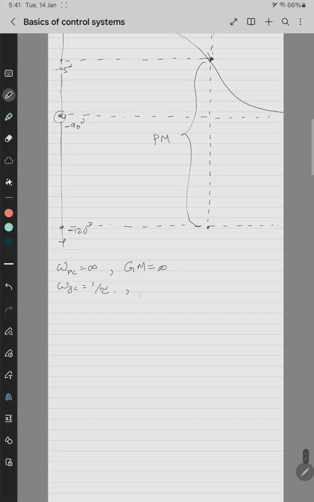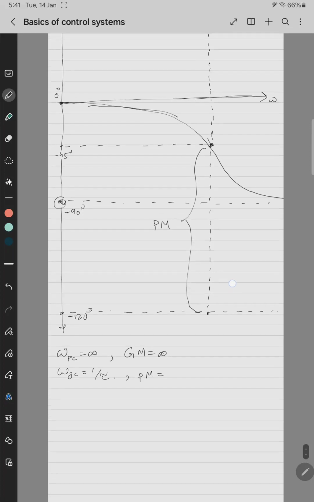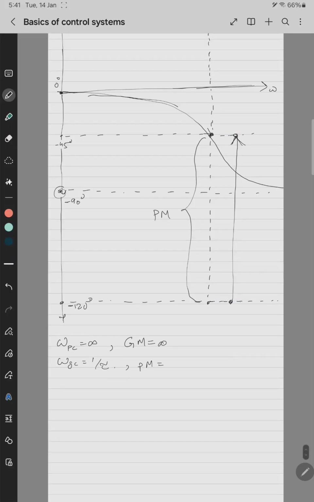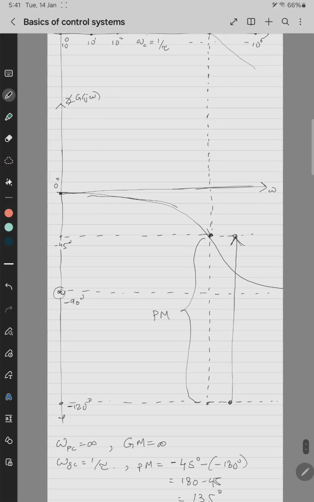And at gain crossover frequency, what is the phase margin? Phase margin is this minus this. So I'll draw an arrow like this. This is the phase margin. The significance of the arrow is this value minus this value. So minus 45 degrees minus of minus 180 degrees. So 180 minus 45 will be 135 degrees. Positive. Phase margin is positive. Gain margin is infinite. So this is the example of gain margin and phase margin.